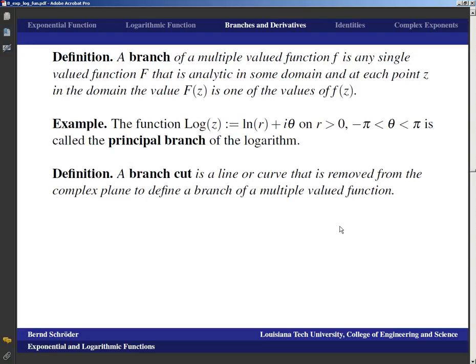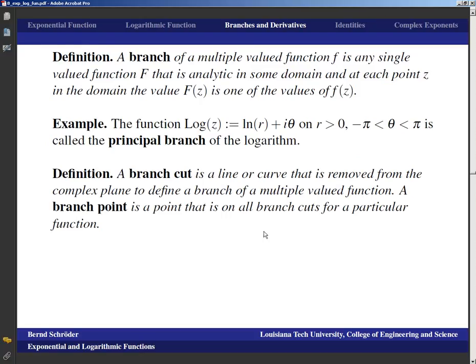A branch cut, and that's something that we're going to have to deal with whenever we have these kinds of multiple valued functions. A branch cut is a line or a curve that we remove from the complex plane so that we can define a branch of a multiple valued function. And so here, for example, we essentially did remove the negative x-axis, right? Because r greater than 0 and theta being negative pi or pi has been removed here, and that's exactly the negative x-axis.